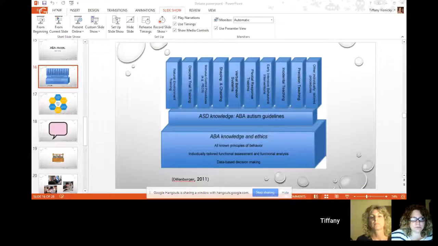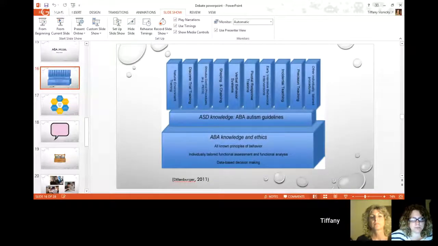Okay, so this slide shows that there are a variety of treatments tailored to the client's needs. This is a chart from Dylan Berger, and it just shows the wide range that can be encompassed in the ABA treatment overhead.